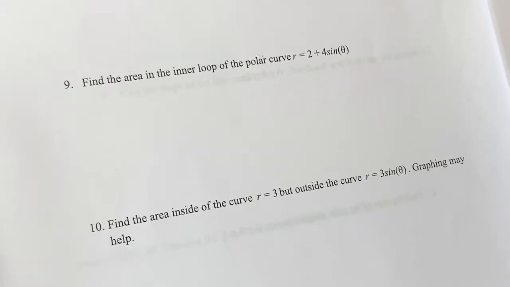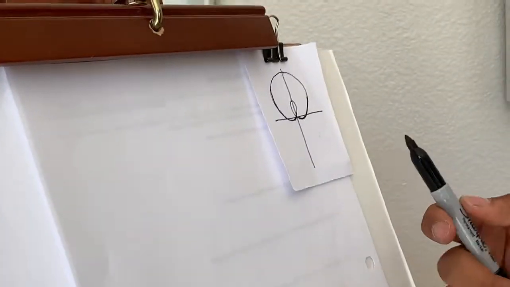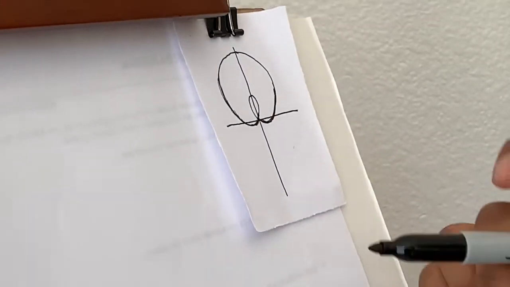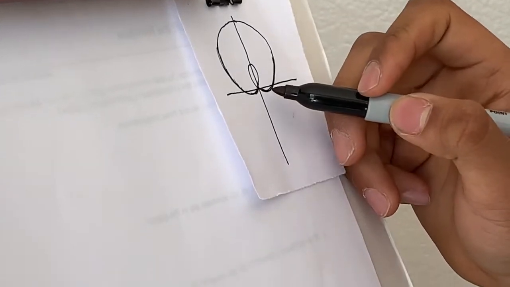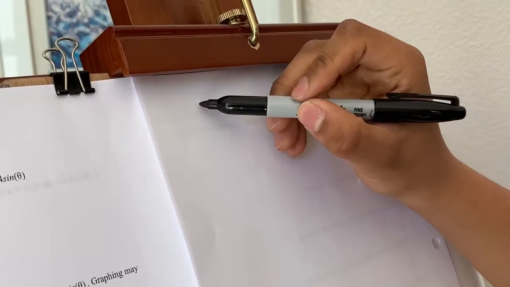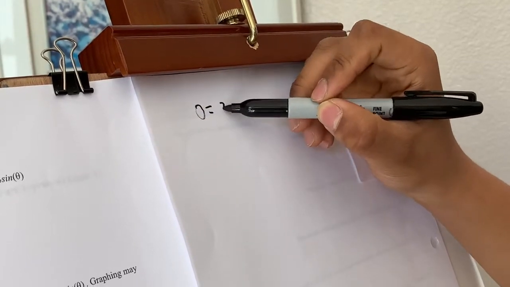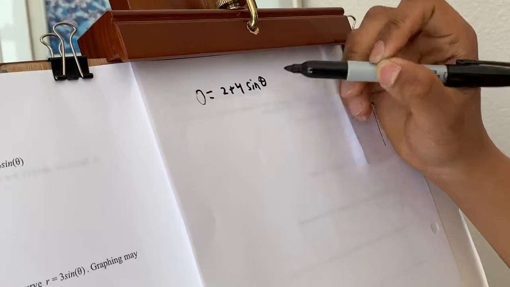Find the area in the inner loop of the polar curve r equals 2 plus 4 sine theta. Here's the graph for that polar curve, and as you can see, there's an inner loop that starts at the origin and ends at the origin. So what we want to find is the intersections between the polar curve and the origin. So we're going to set 0 equals 2 plus 4 sine theta.